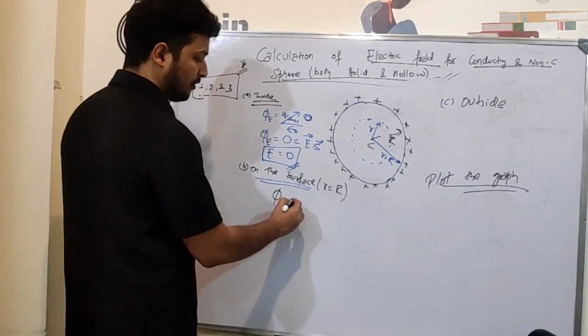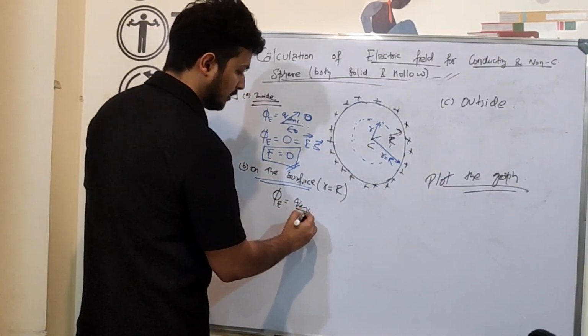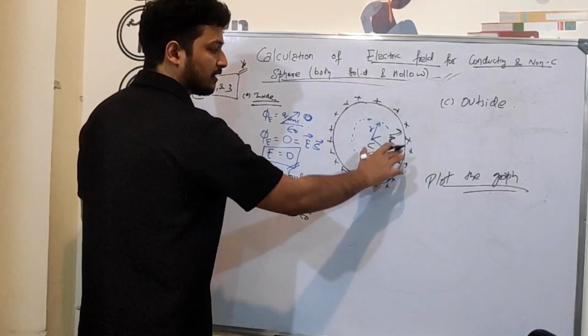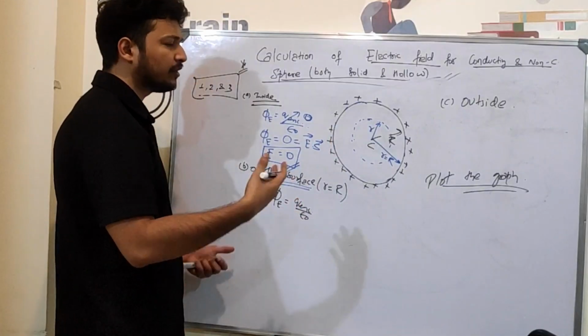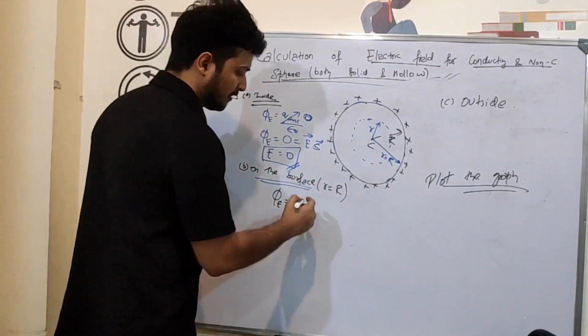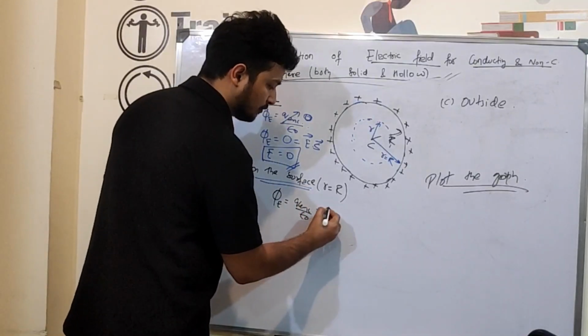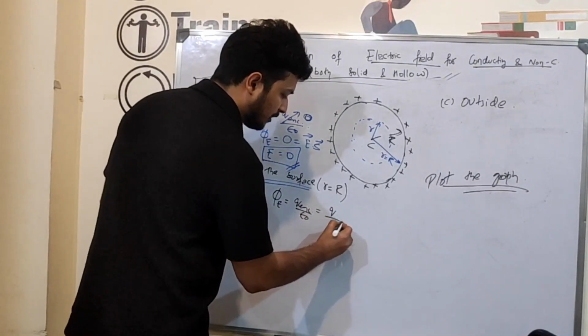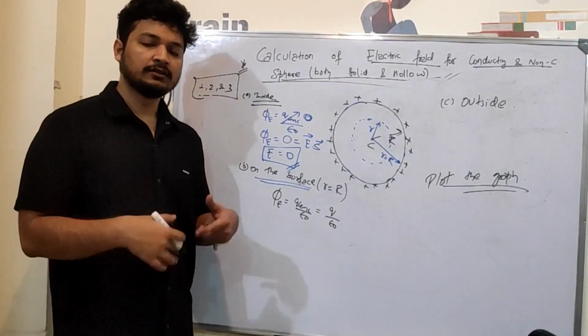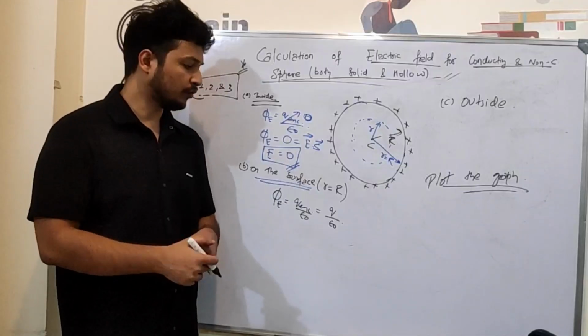Q enclosed divided by epsilon naught. And since we have said that we are taking the whole sphere side, the Gaussian surface, or we are just saying that the value of Gaussian surface radius is equal to the sphere's radius, that means the value of charge enclosed will simply be equal to Q divided by epsilon. Okay. Now if we have the value of charge enclosed to be Q, how are we going to calculate the value of electric field?